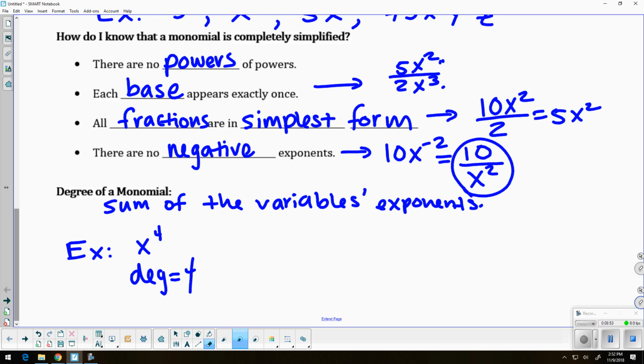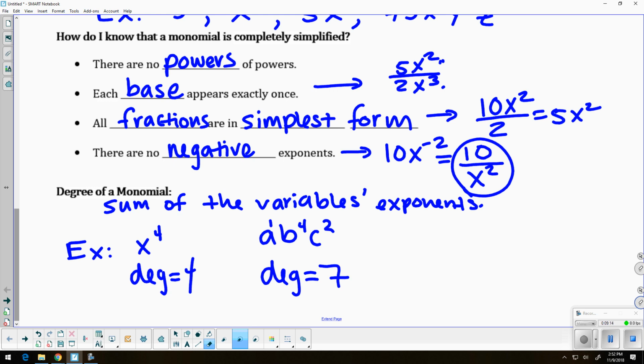And if I gave you something like this, a b to the 4th c squared, to find the degree of this monomial, again, you want to add up all the exponents of the monomial. So you've got a to the 1st, b to the 4th, and then c squared. If you add 1 plus 4 plus 2, that should be 5, 6, 7, so the degree would be 7.